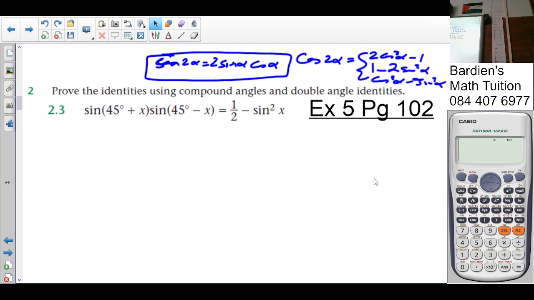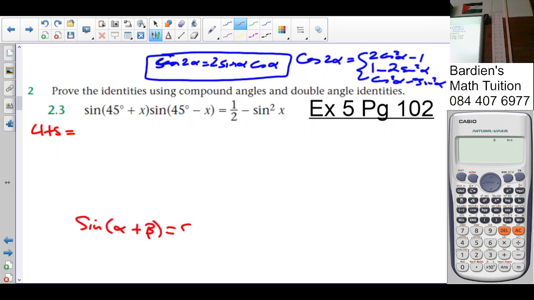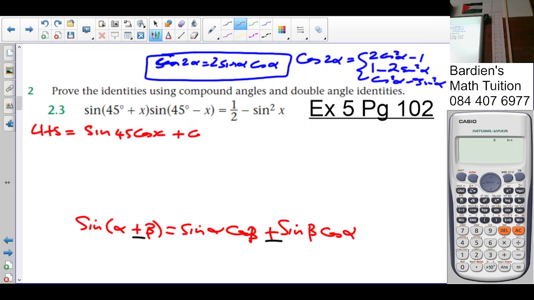(2.3) Prove the identities. Okay, you read that already. Which side is more complex? Which side are you going to work with? Left hand side. So this is again sine of alpha plus beta, which will be equal to sine alpha cos beta plus sine beta cos alpha, or cos alpha sine beta. If that is minus, this has to go minus. So sine of 45 plus x is going to be sine 45 cos x plus cos 45 sine x.